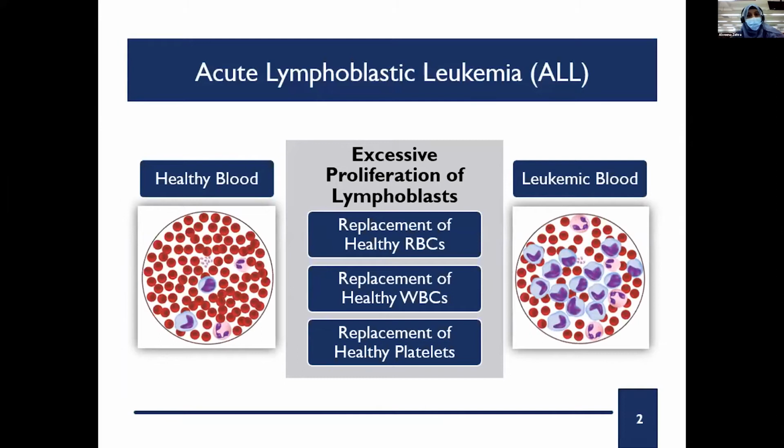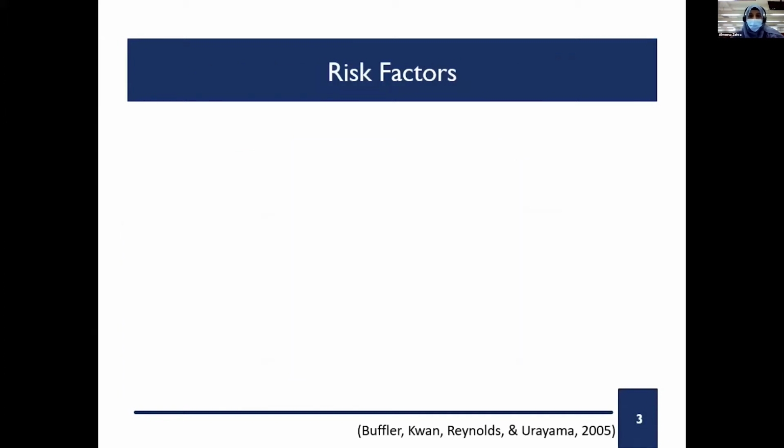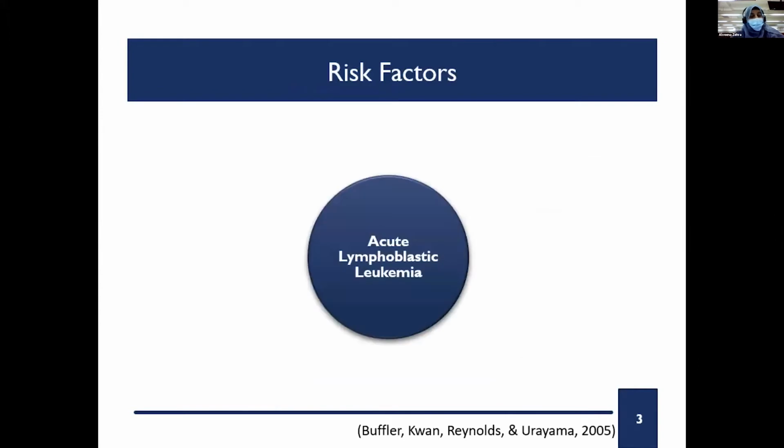Acute lymphoblastic leukemia, as we all understand, is characterized by excessive proliferation of lymphoblasts, and the excessive proliferation results in replacement of a number of healthy blood cells, which may include red blood cells, white blood cells, and platelets. It is a multifactorial disease, and many environmental factors as well as genetic factors are involved in causing susceptibility to acute lymphoblastic leukemia.